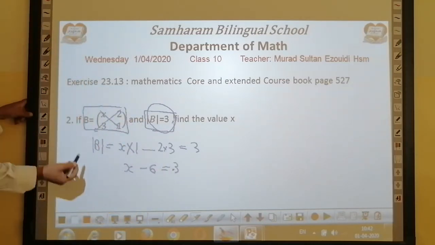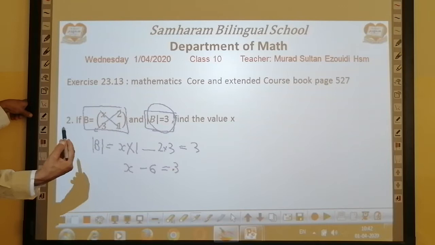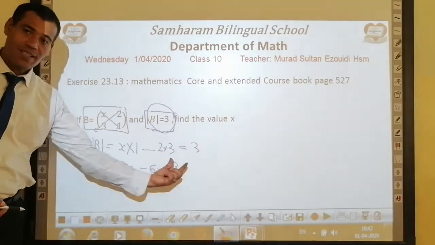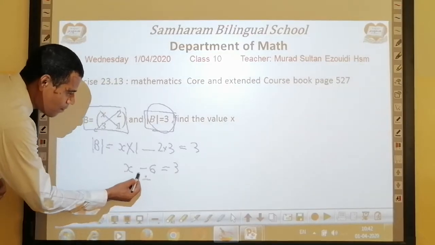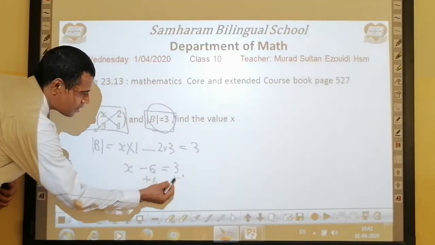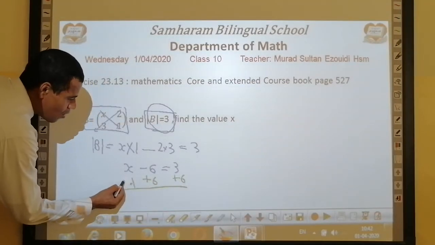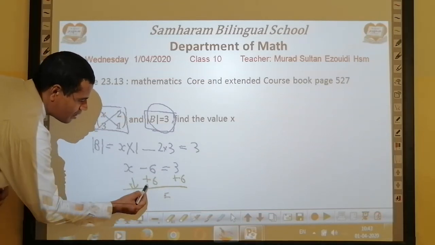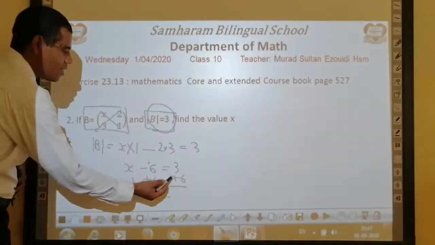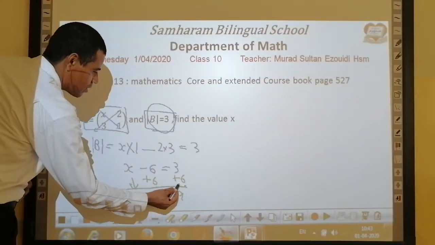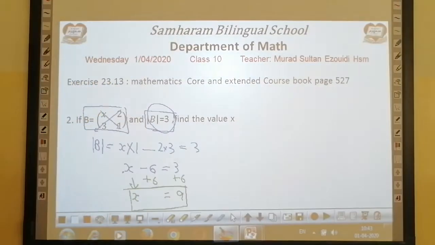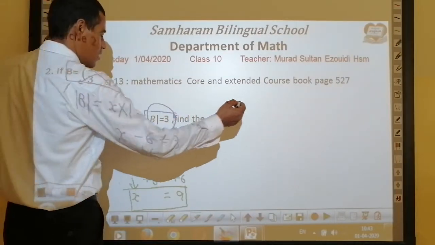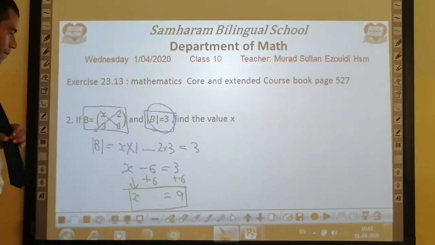Then, in order to isolate x, or to write x as a subject, Mr. Tayyip, we should add 6 to both sides. Here, negative 6, I will make here plus 6, and here plus 6. You can note that. Now I isolate x. This is the equal sign. 6 minus 6 is 0, no need to write it. 6 plus 3 is 9. So, what is your answer, my kids? Is x equal 9.